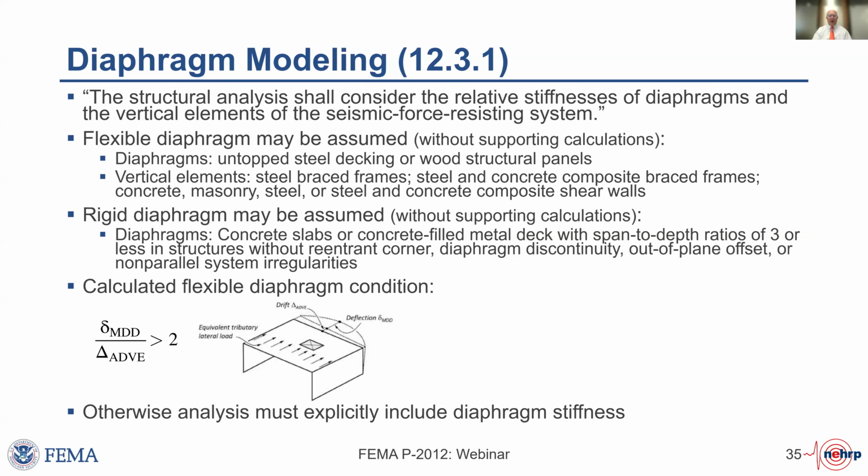There are detailed requirements related to diaphragm modeling. In ASCE 7-22, the big idea is the first bullet. The structural analysis shall consider the relative stiffnesses of diaphragms and the vertical elements of the seismic force-resisting system. So we can't think about the vertical elements in isolation. We need to think about how the diaphragms tie them together and how those various stiffnesses interact.